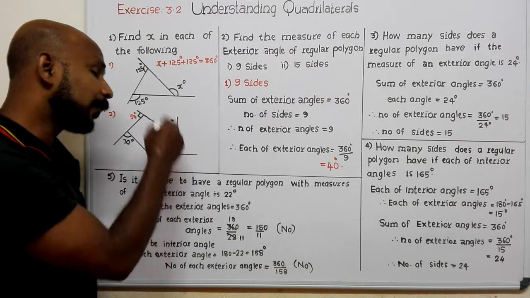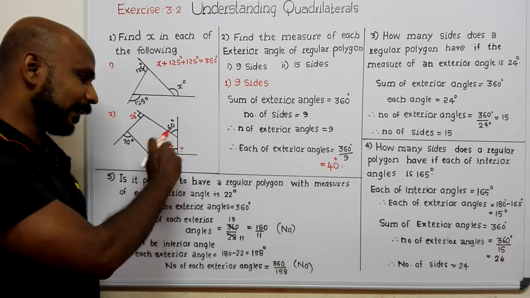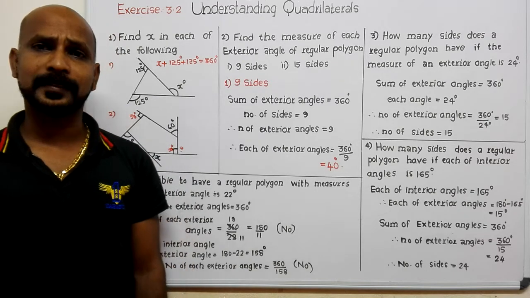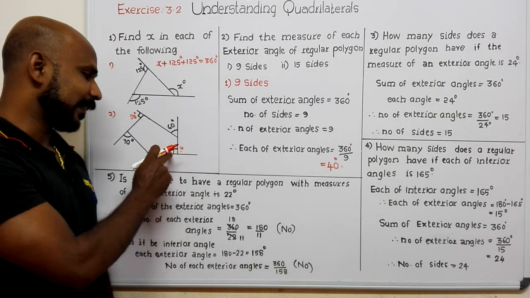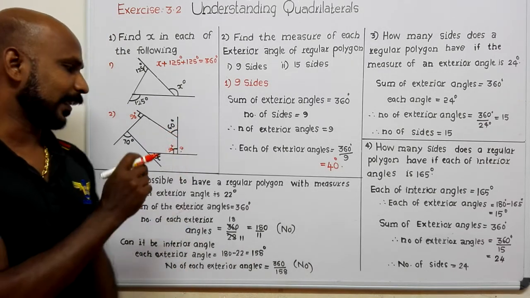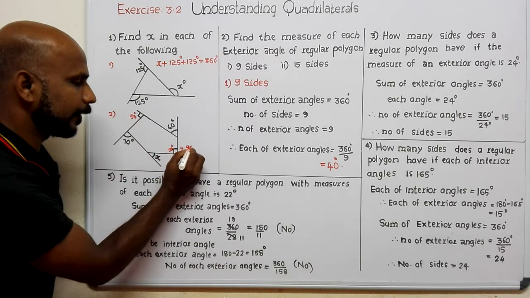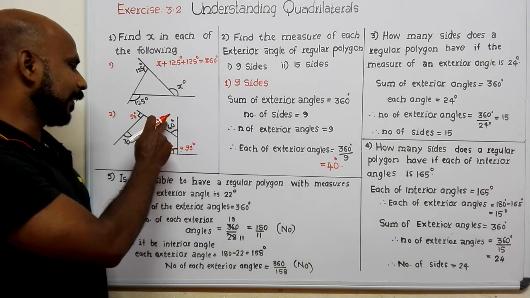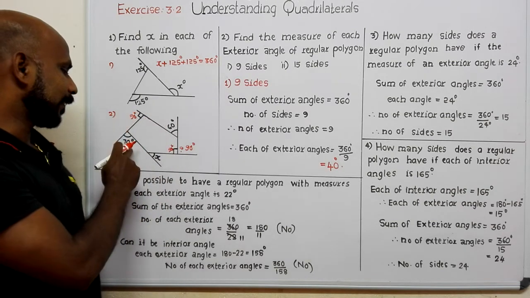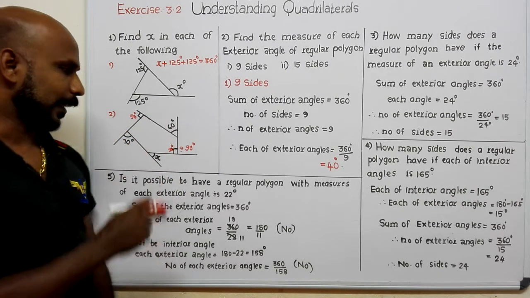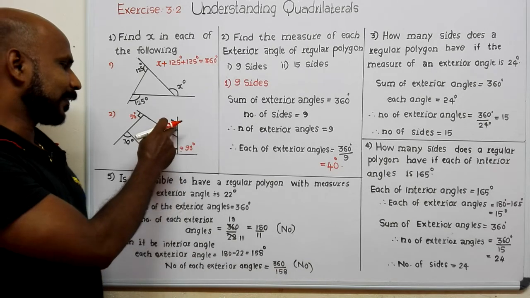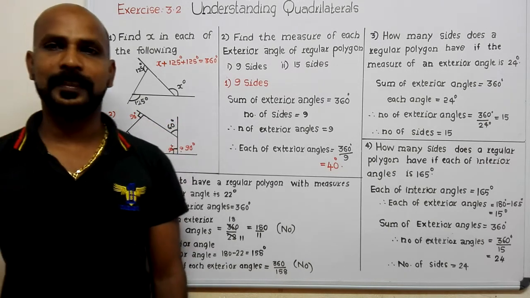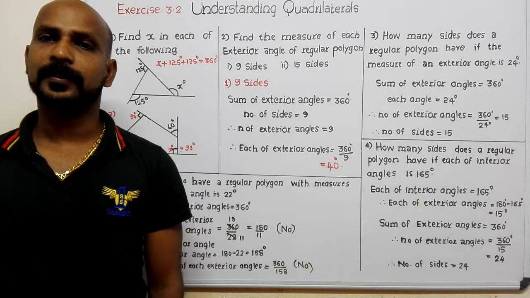Then how do we find the exterior angle? This is a linear pair. How will you get the linear pair? 180 minus this angle will be this angle. So we get that this is also 90 degrees. With the help of this, this is 90 degrees, this is 60 degrees, this is 90 degrees, this is 70 degrees, this is x. So x plus 90 plus 60 plus 90 plus 70 is equal to 360 degrees. Then we can find out the value of x.